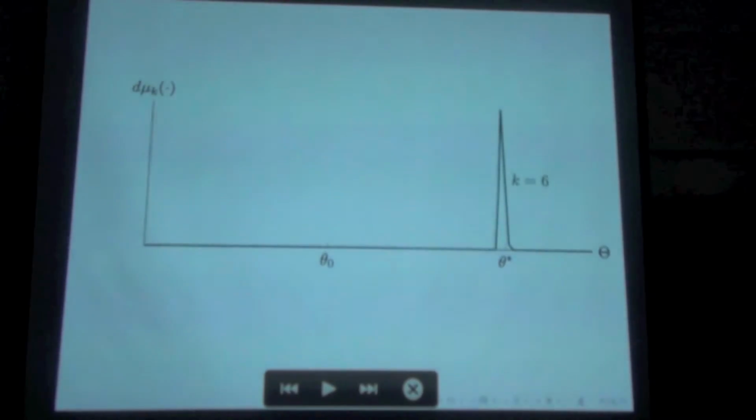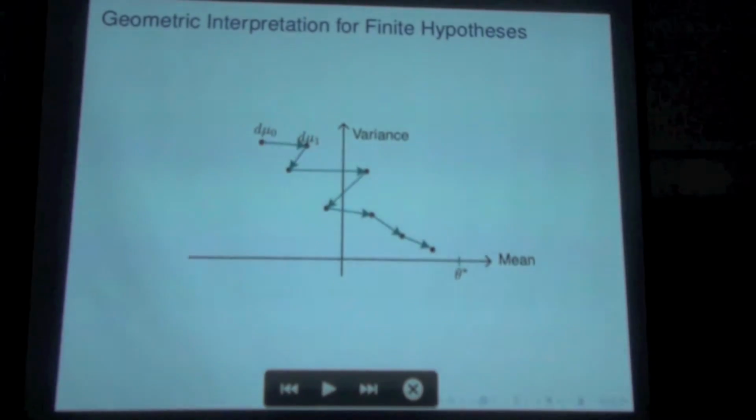Yes, this probability measure over theta almost surely converges to the delta distribution. Correct, yes. And that's what we call learning. So we learn theta star, a parameter that we wanted to learn from data. Okay, and this is another picture. So this is the variance, and the variance is going to 0. And the mean is also converging to some value theta star.